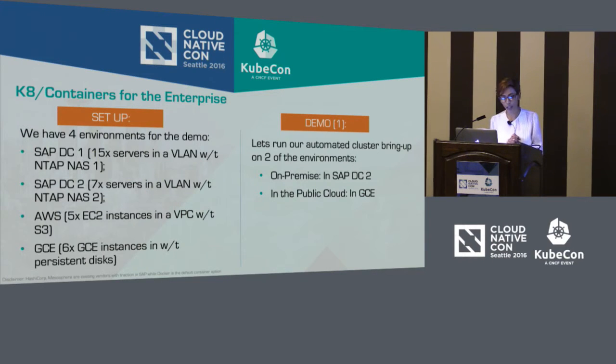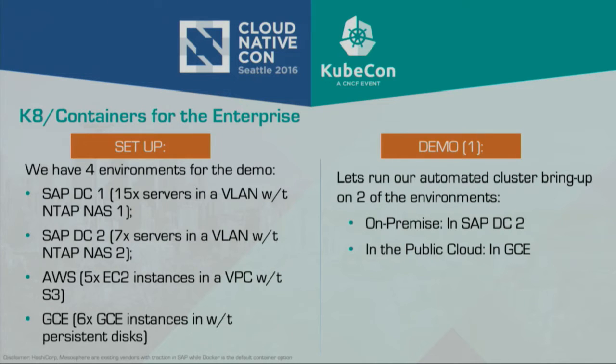So we will actually talk about 4 setups today. This is the best we could do after talking to our SAP data center guys. So the first setup is SAP Data Center 1 that has 15 servers inside one VLAN, and it is running NetApp NAS. That setup is being used by our pilot line of business, so we are not going to run any automation software on top of that. We have a second data center site where we have 7 servers, and we're also going to show you 2 setups in the public cloud.